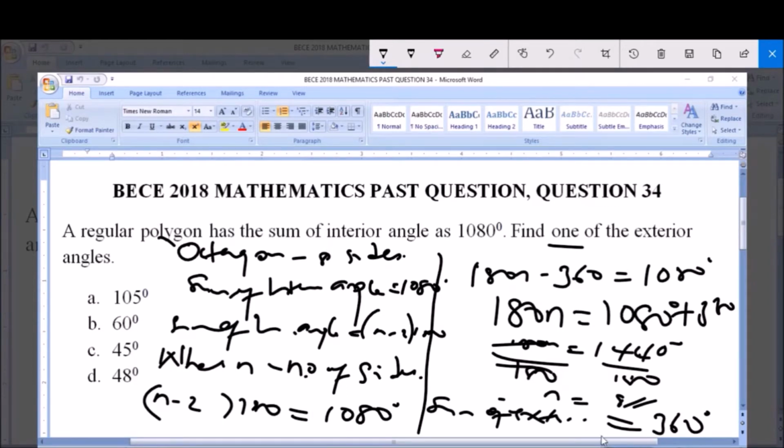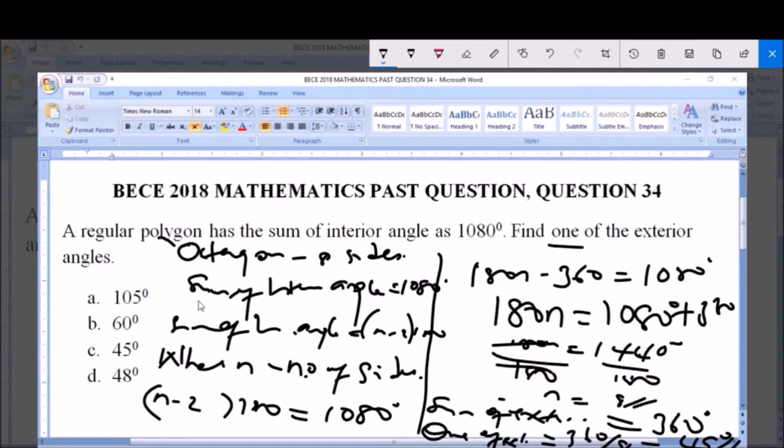So therefore, one exterior angle is equal to 360 over 8, and this will give us 45 degrees. So one of the exterior angles of this regular polygon, which is an octagon, an 8-sided polygon, is 45 degrees, by dividing 360 by 8.